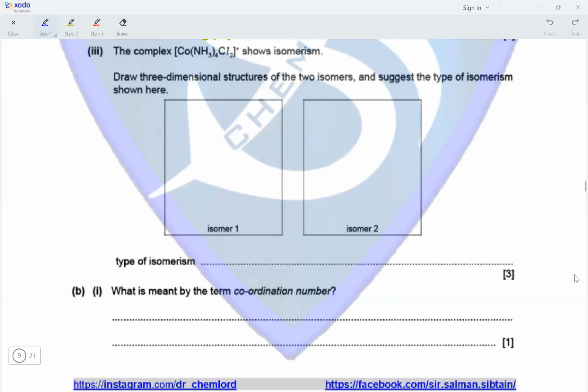The complex [Co(NH3)4Cl2]+ shows isomerism. Draw three-dimensional structures of the two isomers and suggest the type of isomerism shown here. So since the monodentate ligands are in the ratio 4:2, the isomerism shown would be cis-trans. So the position of the central transition metal ion cobalt would be here.